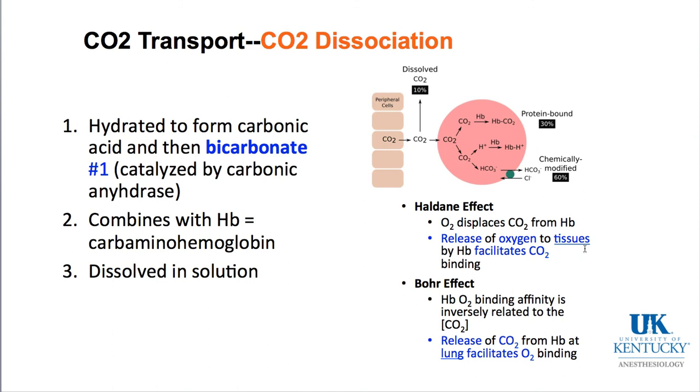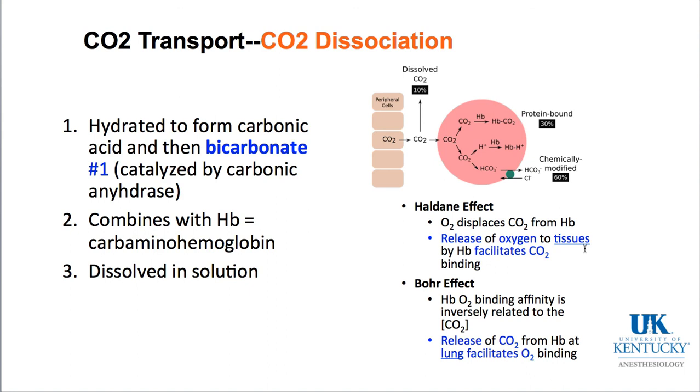Therefore, there's a gradient for oxygen to go from the blood to the tissues. As there's a release of oxygen to the tissues, the hemoglobin, when it doesn't have oxygen bound to it, facilitates the binding of CO2. And that's called the Haldane effect at the tissue level.